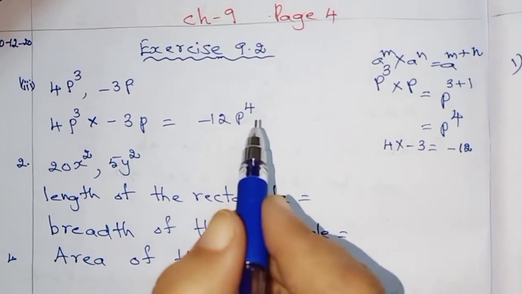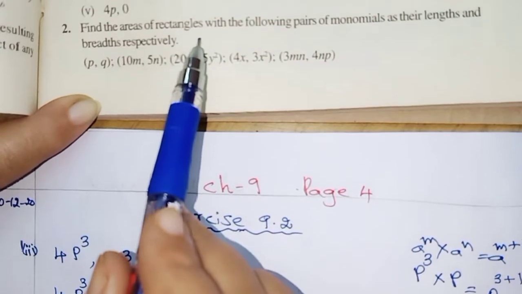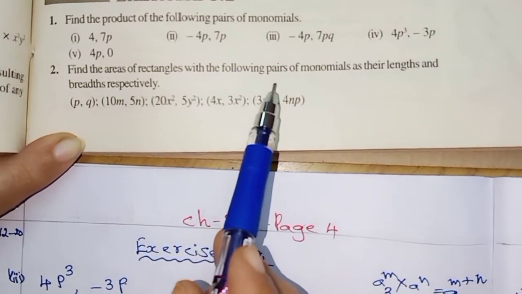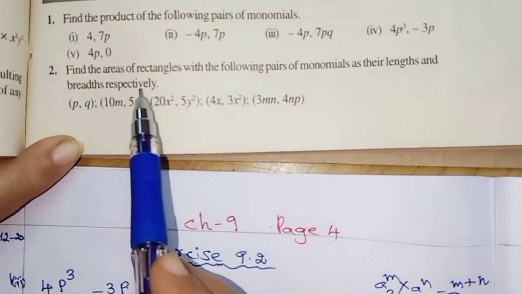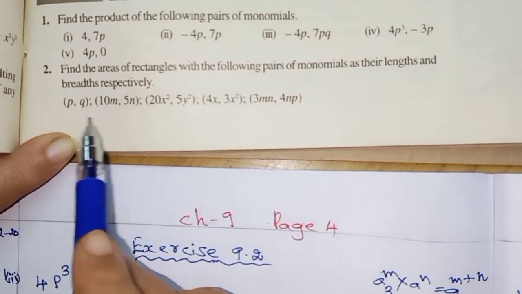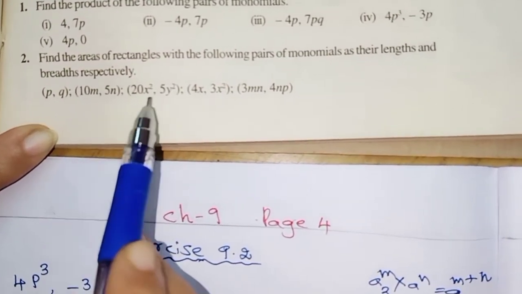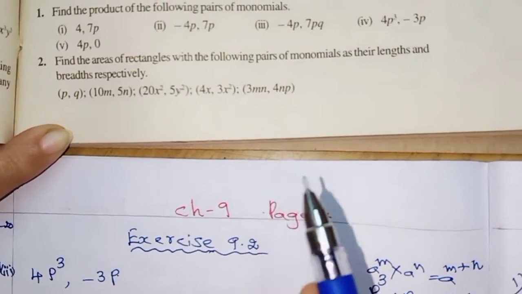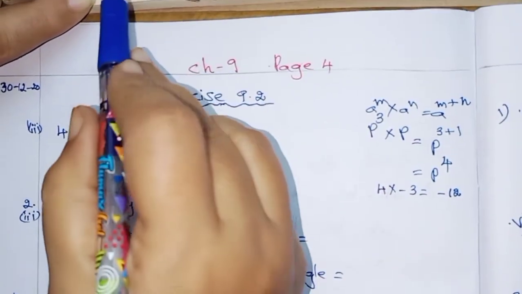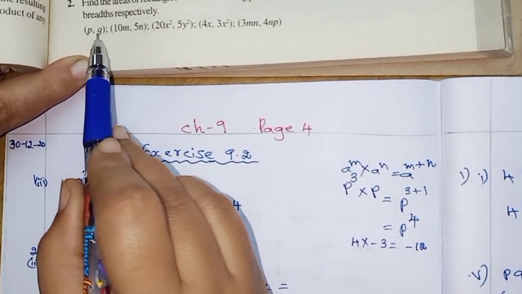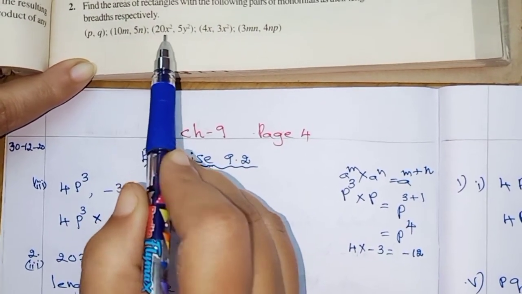Now look at the second question. Find the areas of rectangles with the following pairs of monomials as their lengths and breadths respectively. Here we have so many problems, so take them as 1, 2, 3, 4, 5. Now I am teaching the third one. The first measurement is the length, the next measurement is the breadth.